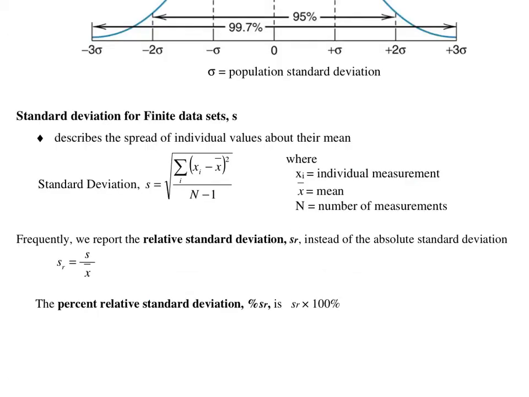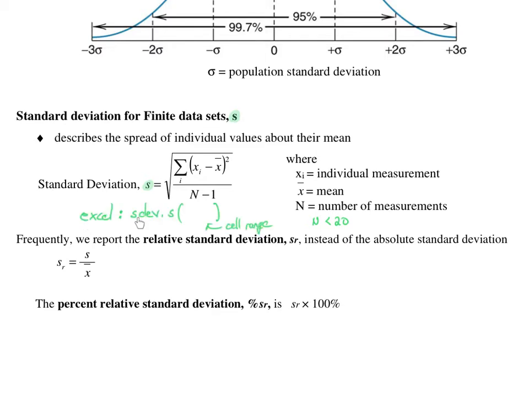The standard deviation for finite data sets is given the symbol S. We calculate S by taking each deviation, the measured value minus the mean, squaring it, and adding up all of those squared deviations. We divide by n minus 1 and take the whole square root of the whole mess. As we will see, we can also calculate standard deviation very quickly using Excel.